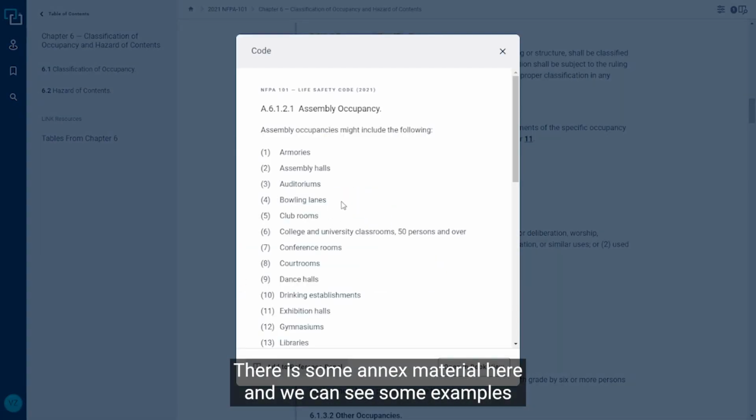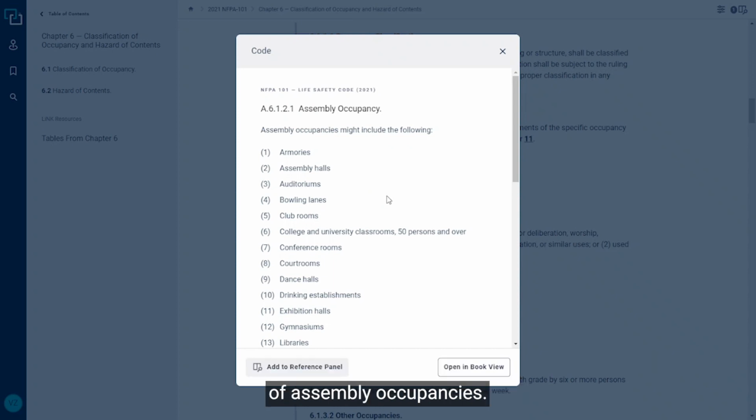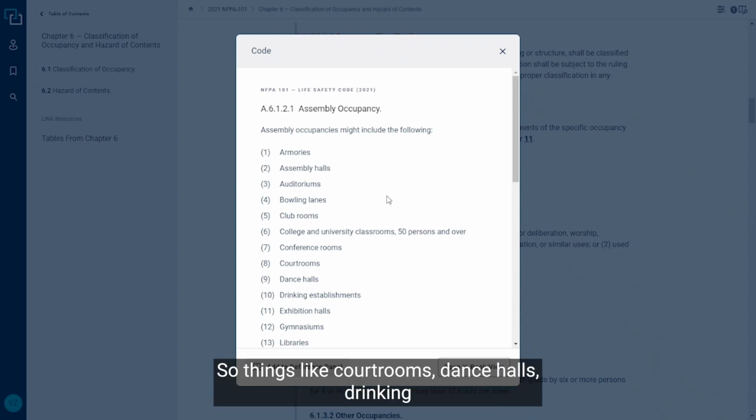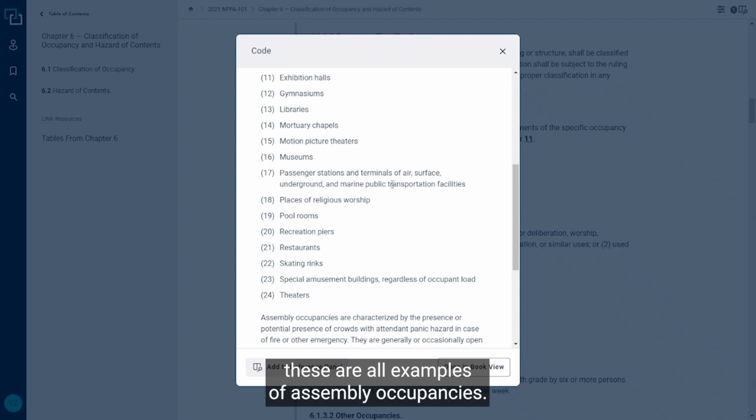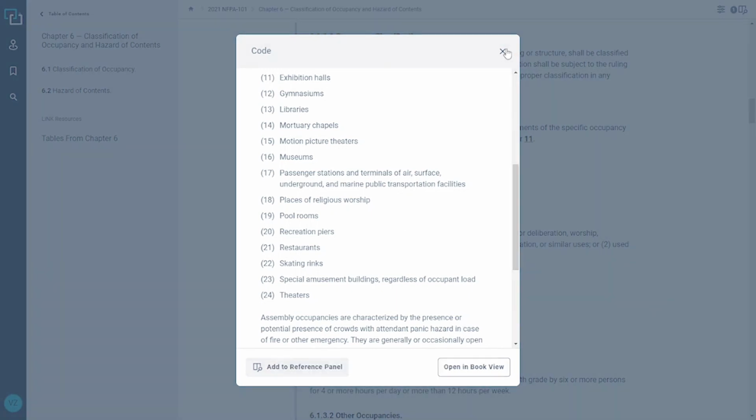There is some annex material here, and we can see some examples of assembly occupancies. So things like courtrooms, dance halls, drinking establishments, libraries, museums, skating rinks. These are all examples of assembly occupancies.